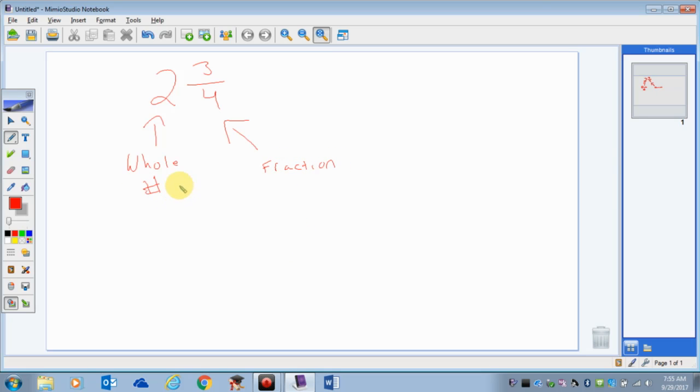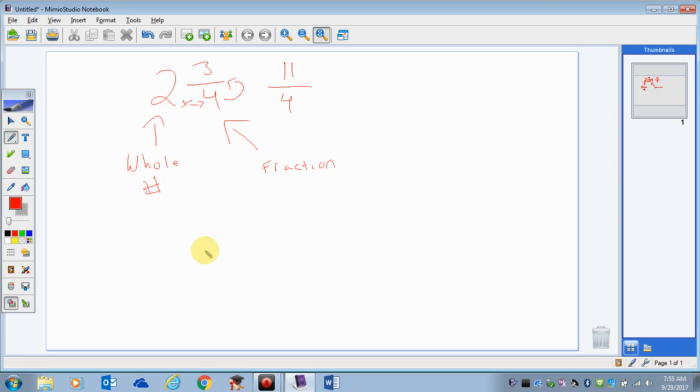When I'm going to multiply these, what I have to do is turn these into improper fractions, which we've already done before. So to do that, I'm going to take the whole number, multiply it by the denominator, and it's going to come out to 8, and then I'm going to add that back to the numerator, so it's going to be 8 plus 3 is going to give me 11. So I have 11, and then the denominator is going to stay the same. So 2 and 3/4 as a mixed number is equal to 11 over 4 as an improper fraction. So when we're multiplying mixed numbers, the first thing we have to do is convert them to an improper fraction.